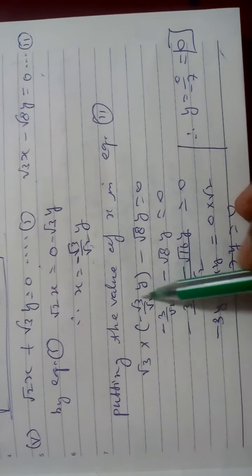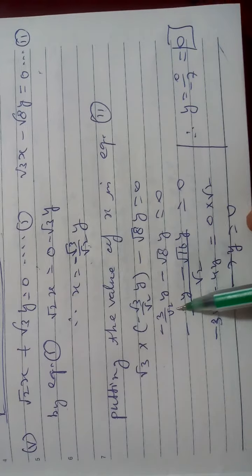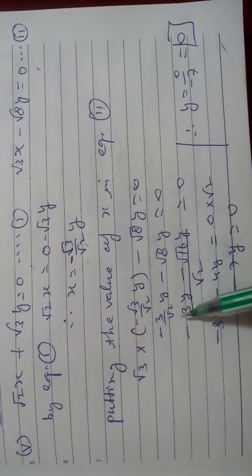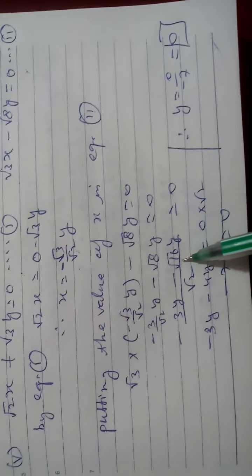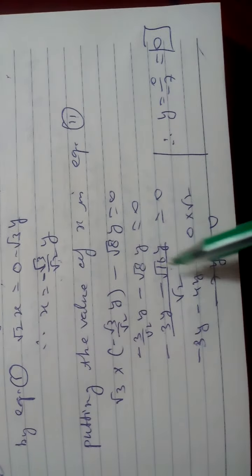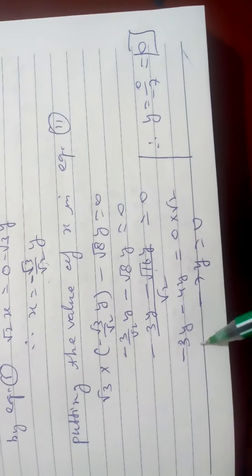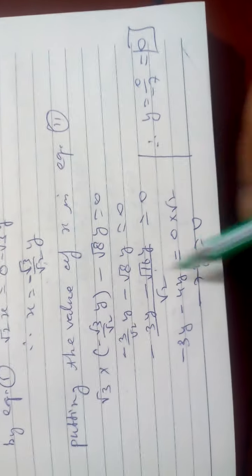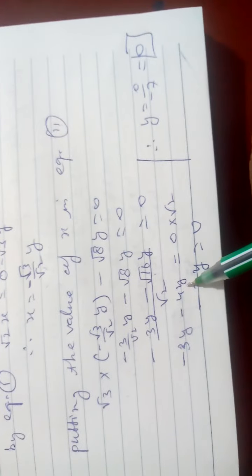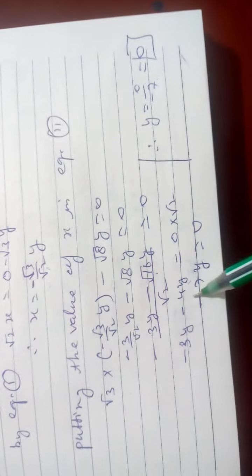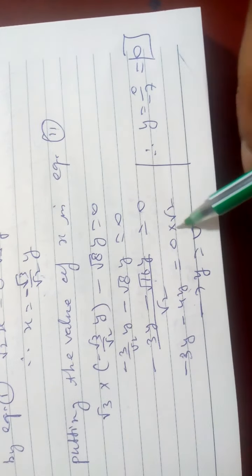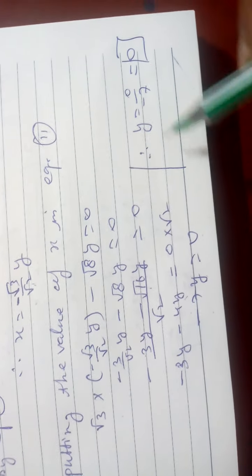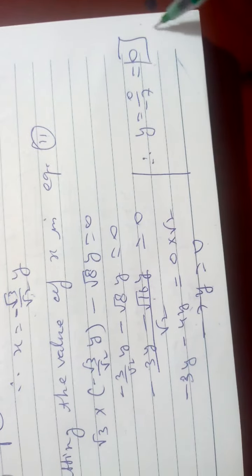Now root 3 into root 3 is 3. Minus 3 upon root 2, minus root 8. For the LCM you take root 2 into root 8, which is root 16. You know this very well from 9th standard. So minus 3, and the square root of 16 is 4. So minus 3y minus 4y equal to 0 into root 2. So minus 7y is 0. Then y will be 0 upon minus 7, which is 0.